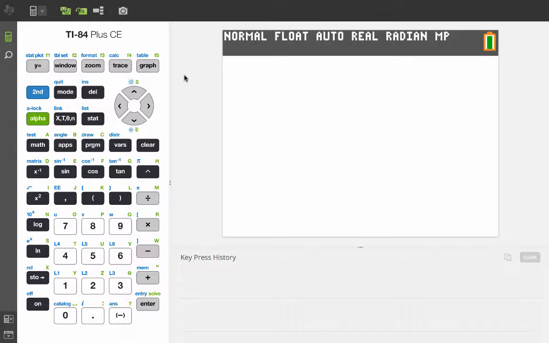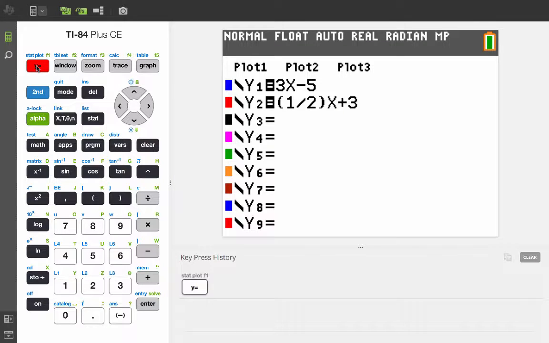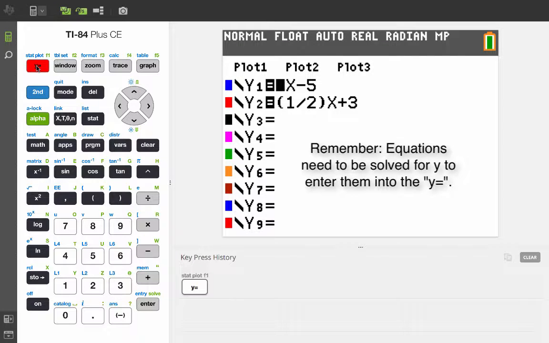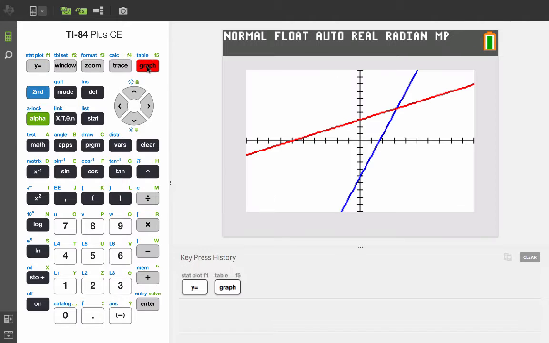In this video, you'll learn how to solve a system of equations using your calculator. The two equations that we're going to solve are y equals 3x minus 5 and y equals 1/2 x plus 3. And I've already entered those in the calculator. If we take a look at the graph, we can see that the intersection point appears within the graph window. That's important. If it doesn't, then you'll need to resize the window so that you can see the intersection point.